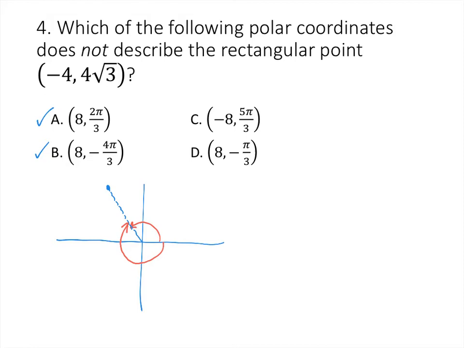C is negative 8, 5 pi over 3. 5 pi over 3 is 300 degrees rotated counterclockwise. That's going to get us around to there. But now, instead of going out away from the origin along that ray, we go backwards 8 units. And again, that's going to get us to our point that we expect. Finally, D, negative pi over 3, that's a clockwise rotation of 60 degrees. But since we go out from the origin along that ray, that's going to get us down to this point here. So that's the point that D represents, and so D is the one that does not describe that point. So D is the answer here.